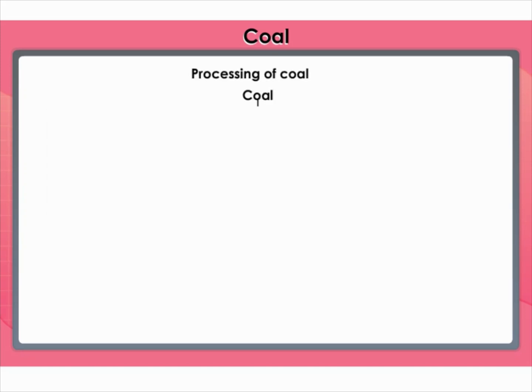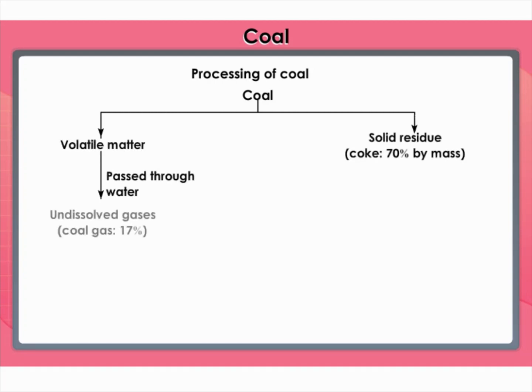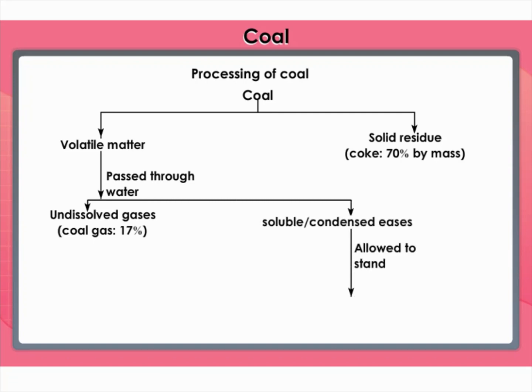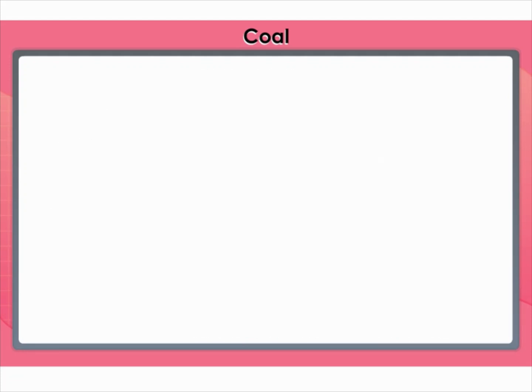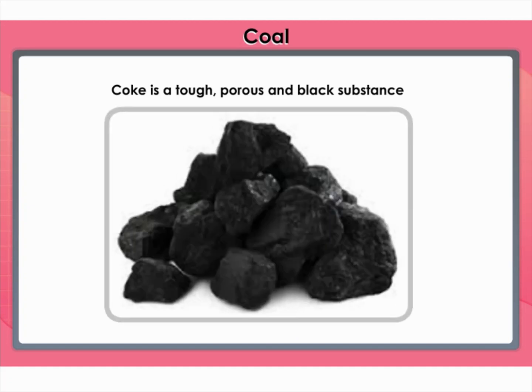When heated in air, coal burns and produces mainly carbon dioxide gas. Coal is processed in the industry to get some useful products such as coke, coal tar, and coal gas. Coke is a tough, porous, and black substance. It is an almost pure form of carbon. Coke is used in the manufacture of steel and in the extraction of many metals.